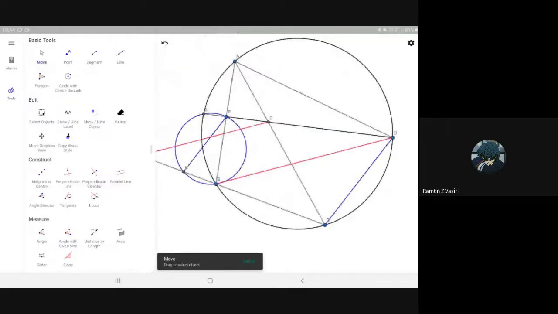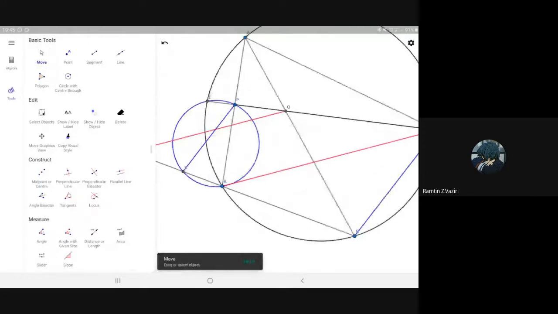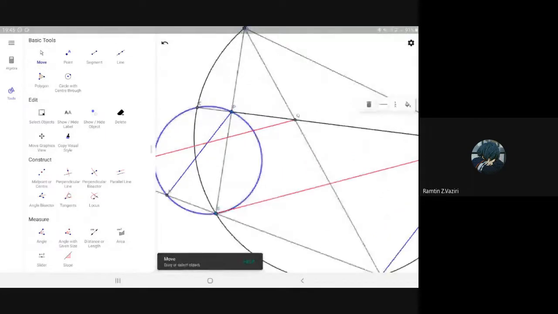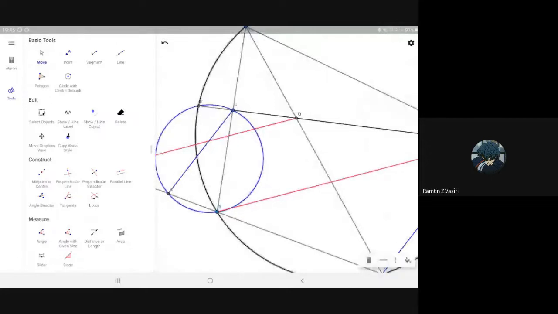So this is a good intuition to always keep in mind: look for Reim's theorem whenever you have circles and parallel lines. Think about it. Look at the blue circle and the black circle, right? Also note that the converse of Reim's theorem works all the time, right?